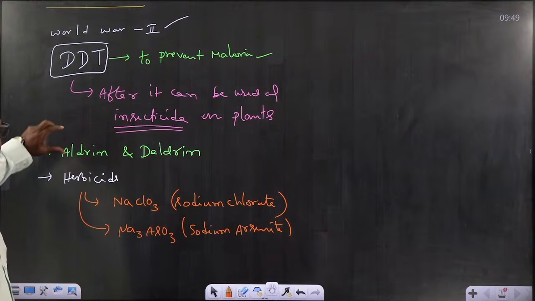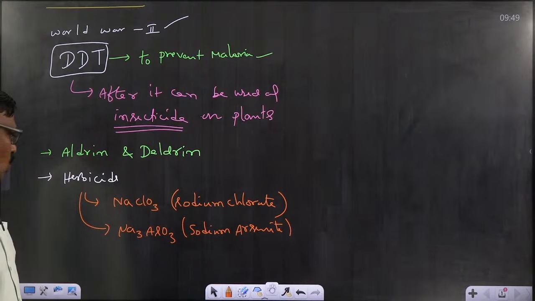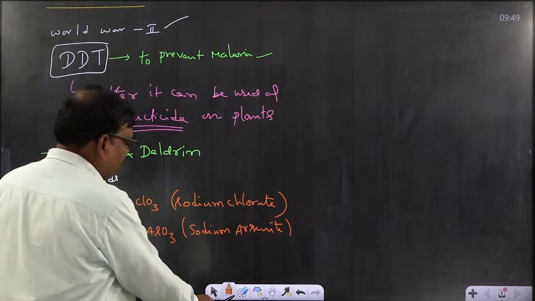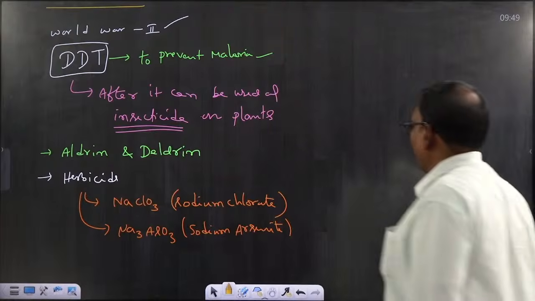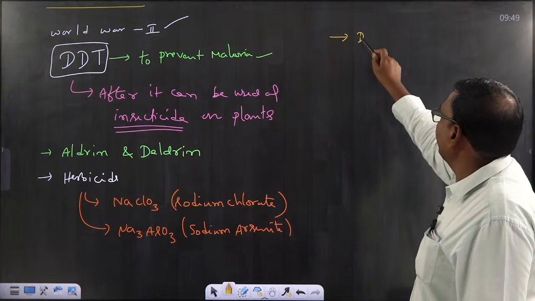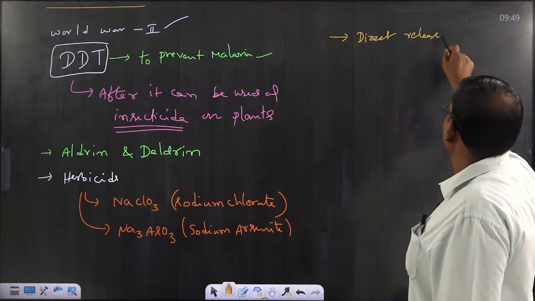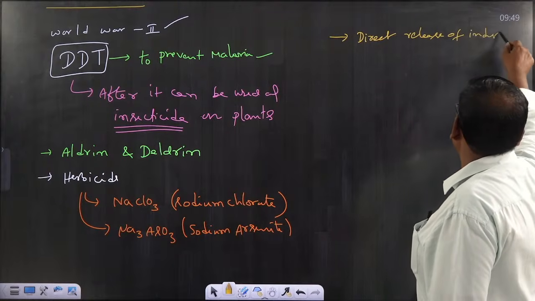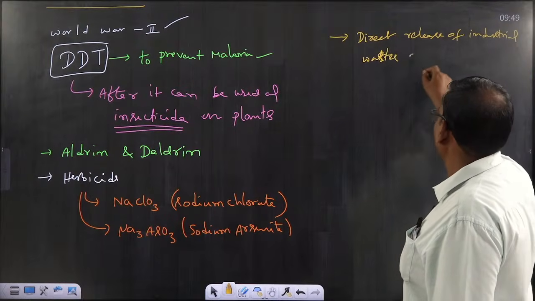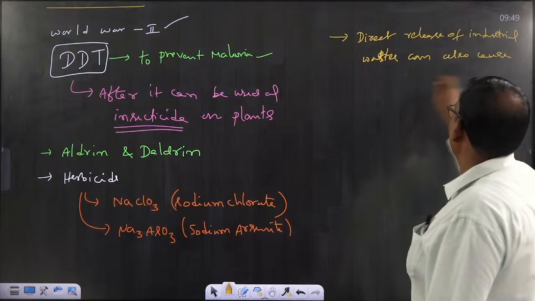If you use these insecticides, gradually they will be stored on the surface of the soil. In that way, the soil will be polluted. And the direct release of industrial waste can also cause soil pollution.